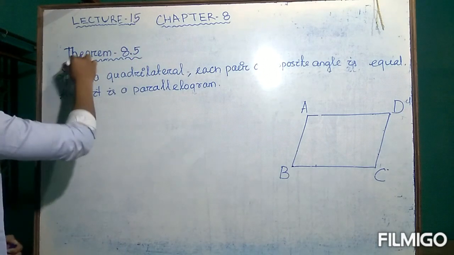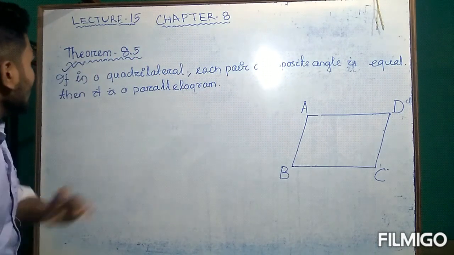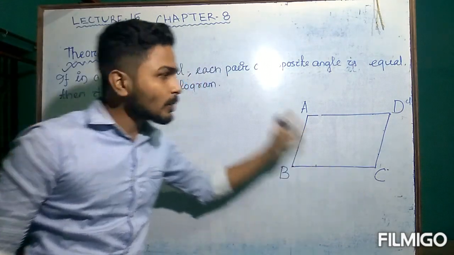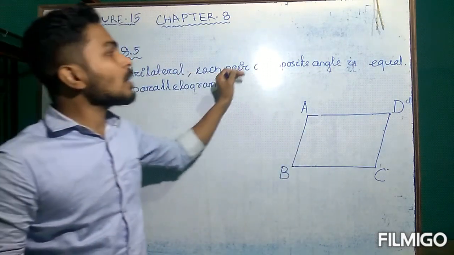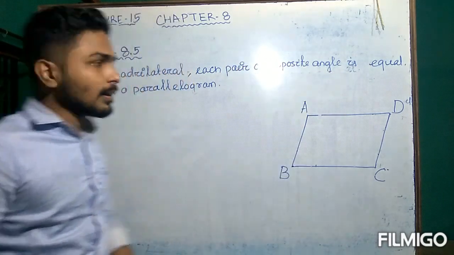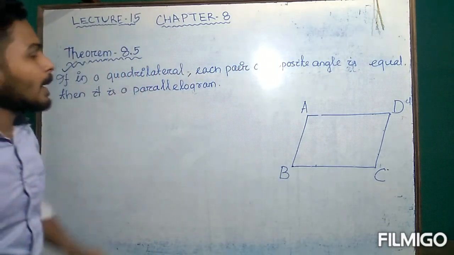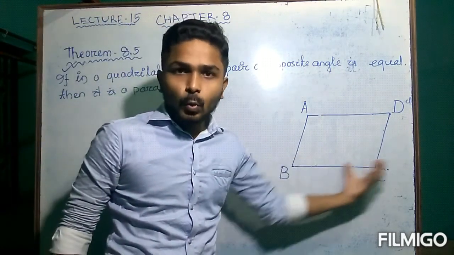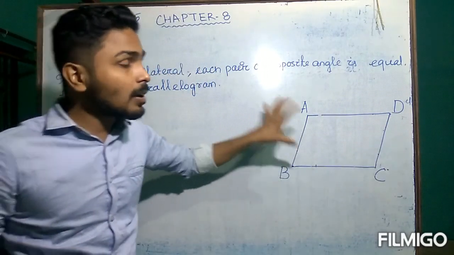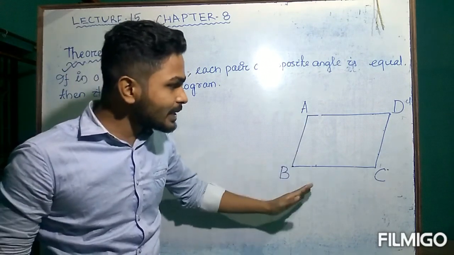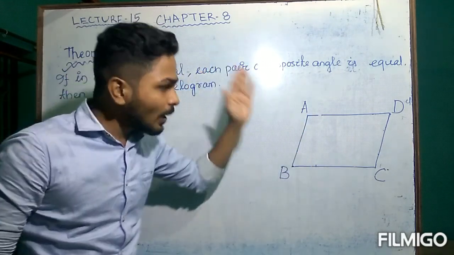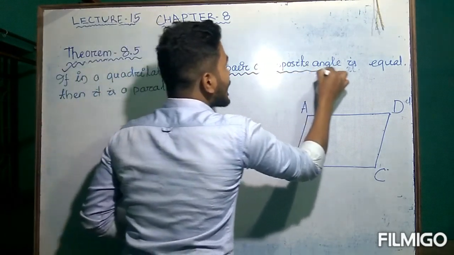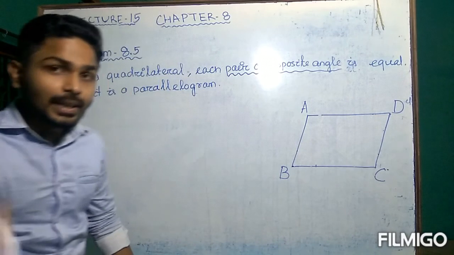According to theorem 8.5, suppose ABCD is a quadrilateral. If in a quadrilateral each pair of opposite angles is equal, then it is a parallelogram. It is given that ABCD is a quadrilateral. It is not given that it is a parallelogram, simply that ABCD is a quadrilateral. Now in this quadrilateral, the pairs of opposite angles are equal.